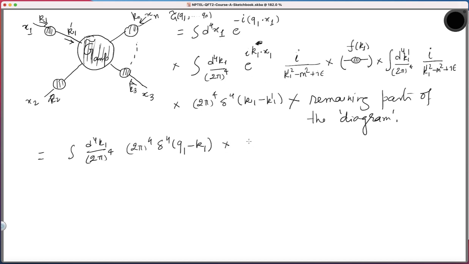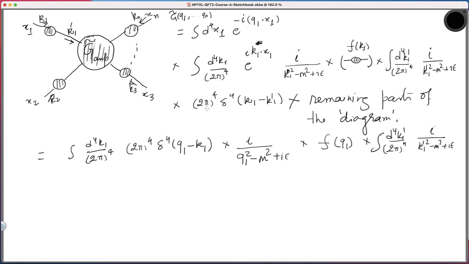Times this, which should also have been k1. Now k1 is q1, so because of the delta function, I can write q1 square minus m square plus epsilon times f of q1 times this integral. Just a second. Times integral d4k1 prime over k1 prime square minus m square plus epsilon.